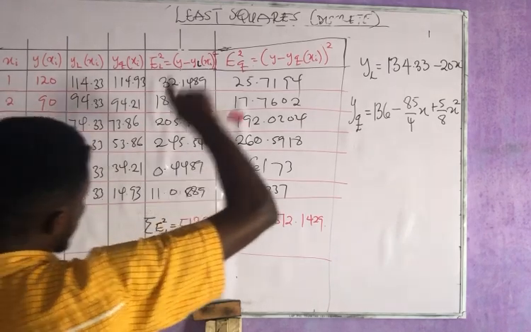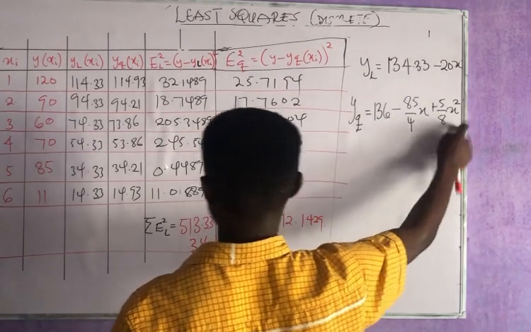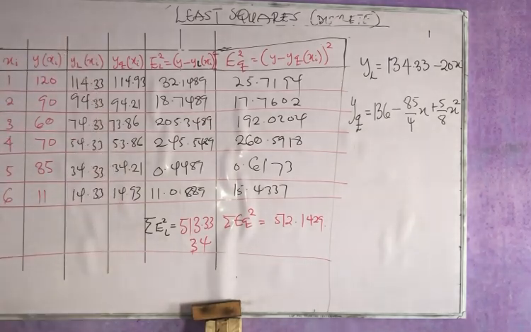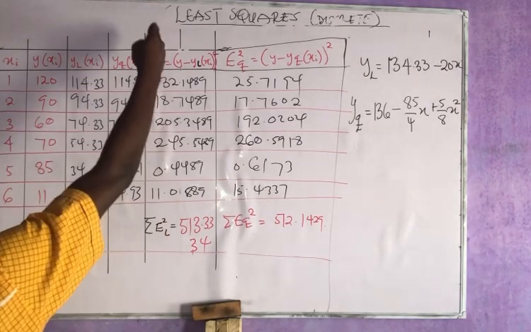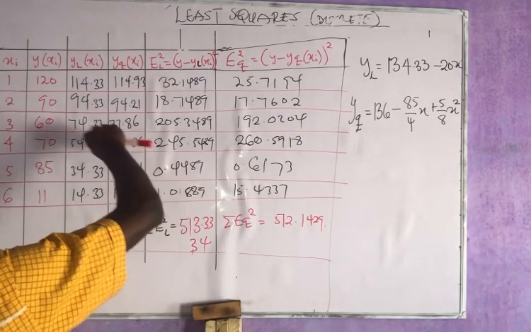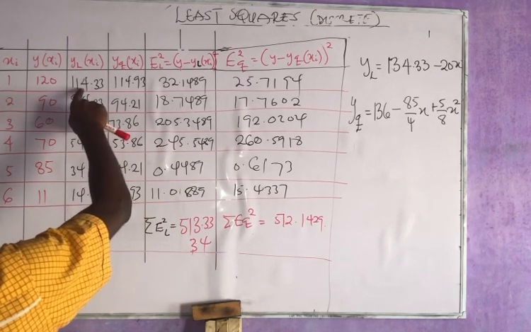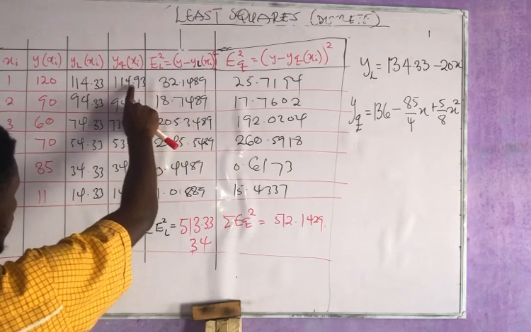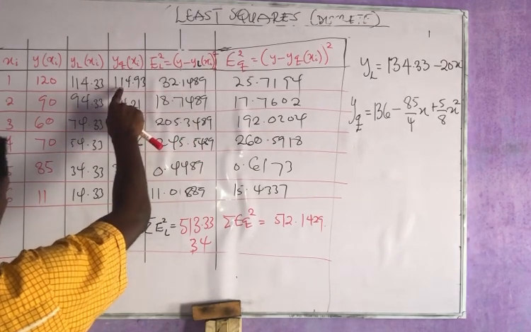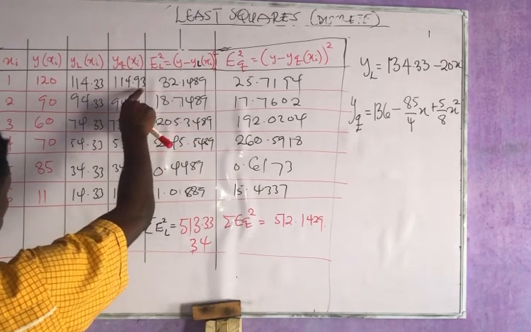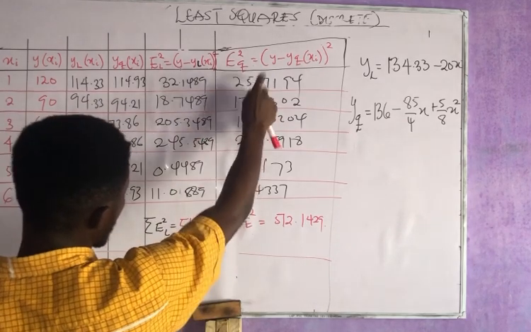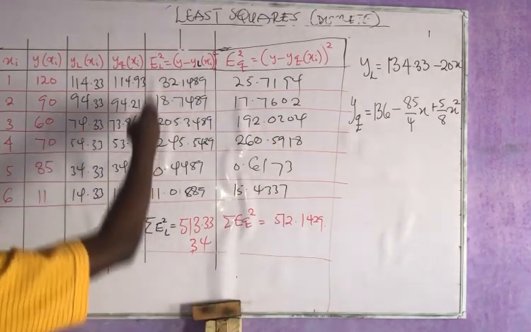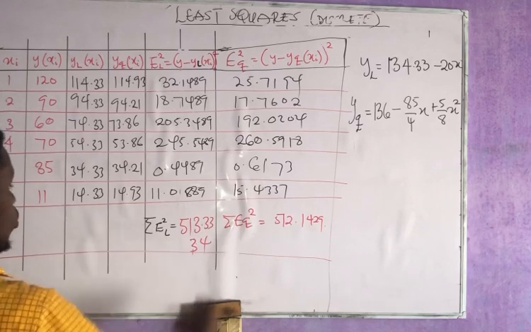So you substitute the value of x into this and that will give you this column and that column. For this column, what you do is subtract, so 120 minus 114.33, then you square it, and it will give you this. The same thing with 120 minus 114.93: you square it, and it will give you that. That's how we get this column and that column. Then you add both of them.